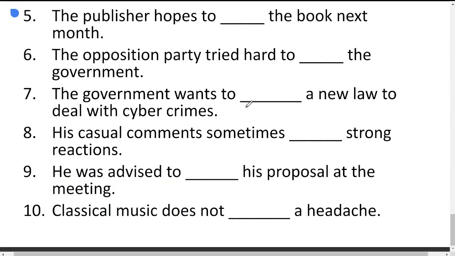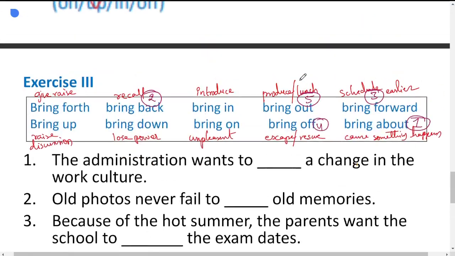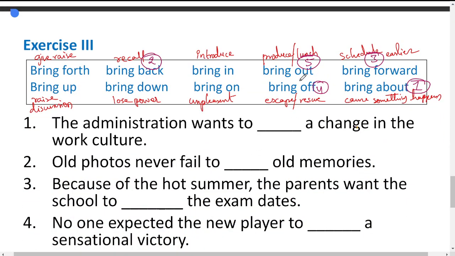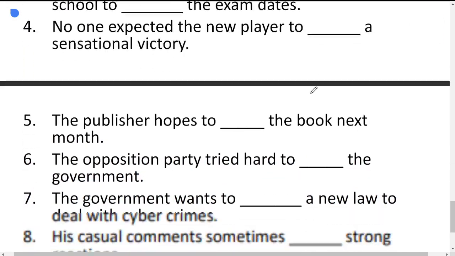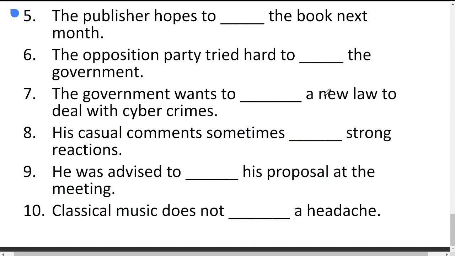Next, sixth one. The opposition party tried hard to bring down the government. To bring down the government here means it made the government lose the power. So which one can be used here? You have to go with bring down. Bring down, in the sense the opposition party tried to make the ruling party lose their power.